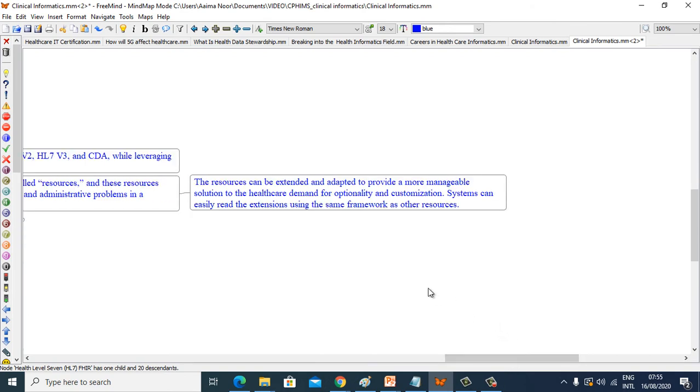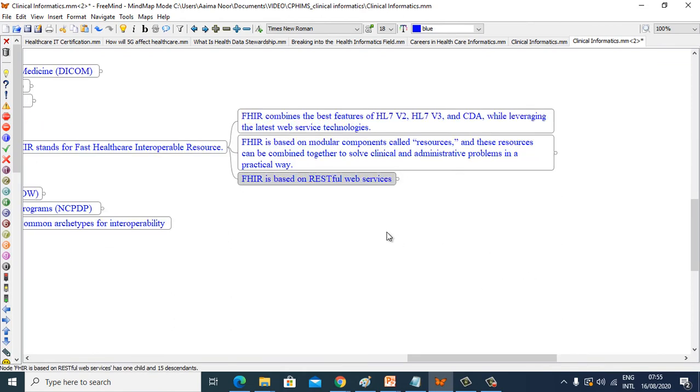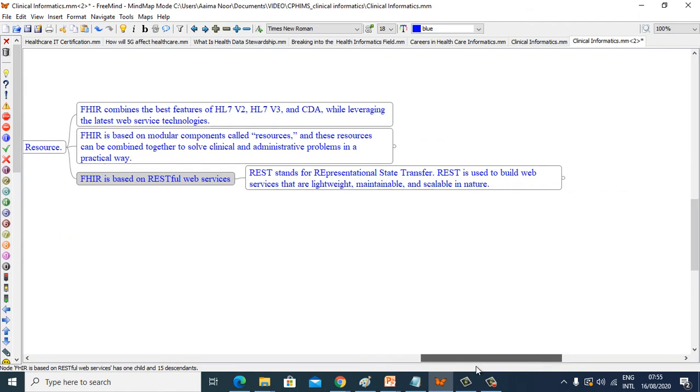The resources can be extended and adapted to provide a more manageable solution to the healthcare demand for optionality and customization. Systems can easily read the extension using the same framework as other resources. FHIR is based on RESTful web services. REST stands for Representational State Transfer. REST is used to build web services that are lightweight, maintainable, and scalable in nature.